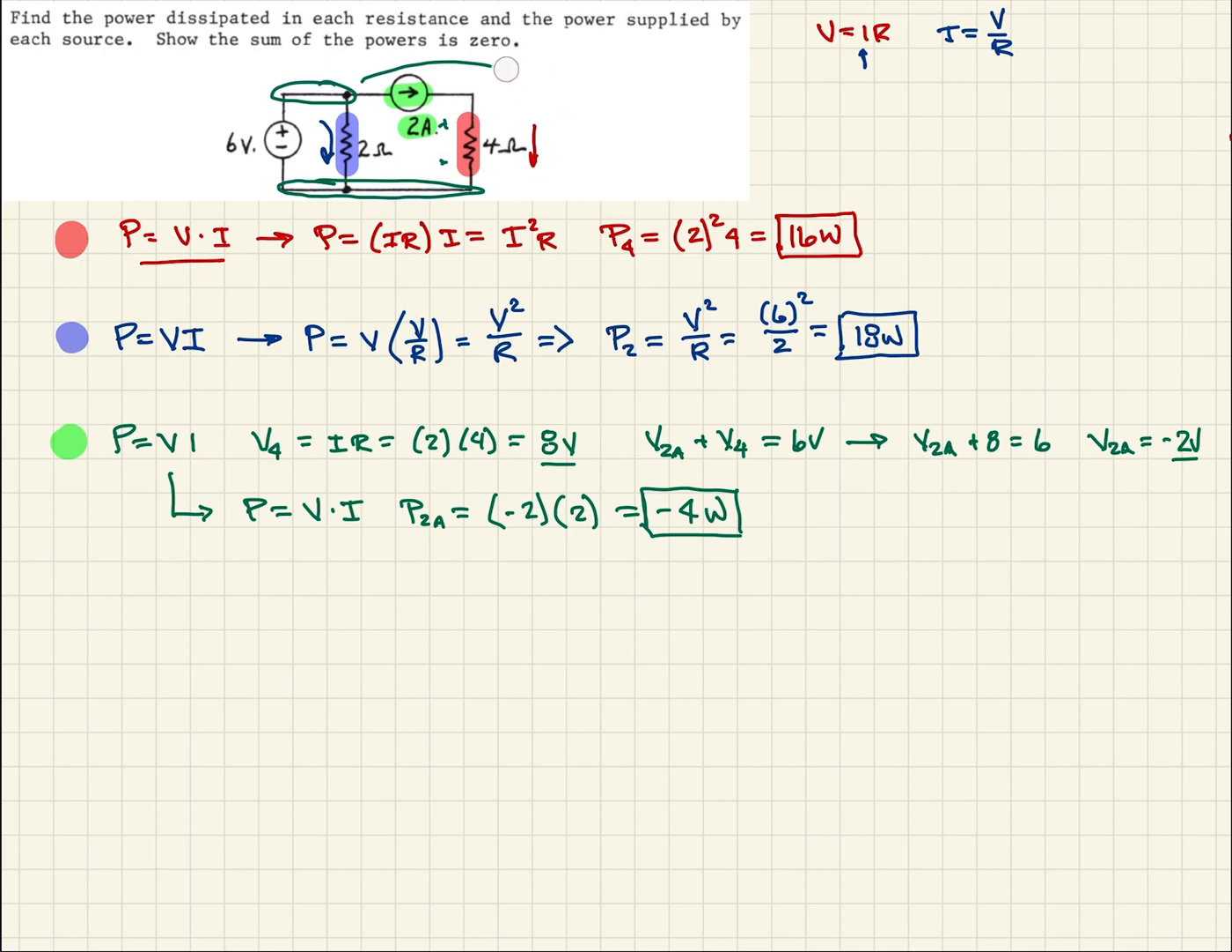Okay, so that leaves one left, and that would be our 6 volt source, so this guy here. So let's see what we need for that. Again, going back to P equals VI, and here we know the voltage because it's a voltage source, so we need to figure out the current. Well, we know that there's 2 amps going this way, and so if we can calculate what the amperage is going through the 2 ohm resistor, then we should be able to deduce what the total amperage is coming out of our source.